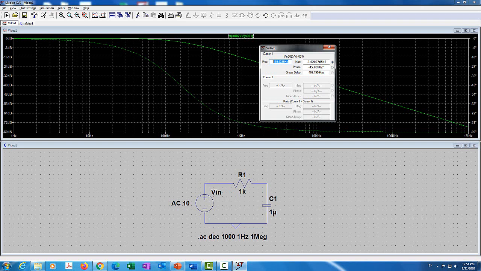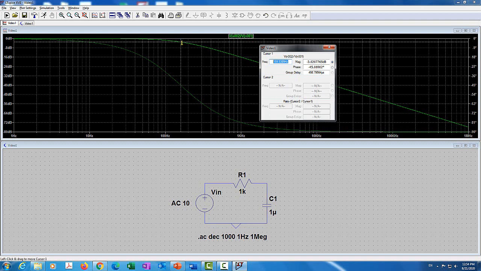Take the reciprocal of that, and it will tell me the corner frequency in radian per second. So that's going to be 1000 radian per second. That's the corner frequency. But you need to convert it to hertz, so you divide by 2 pi. So in theory, it should be 159.155 hertz. Very close to this value.